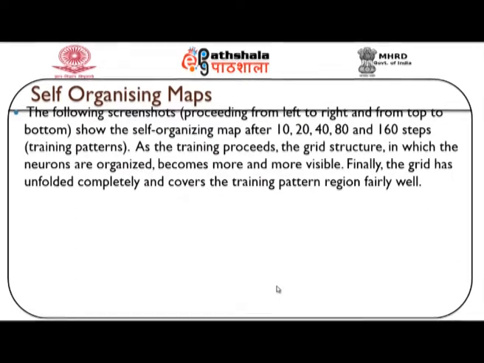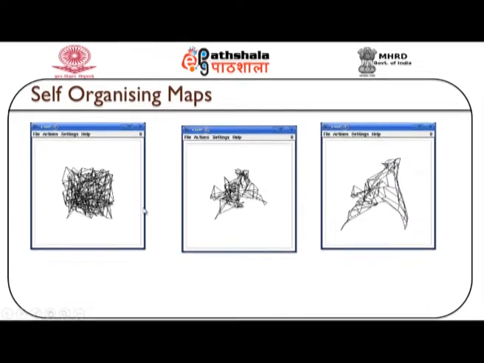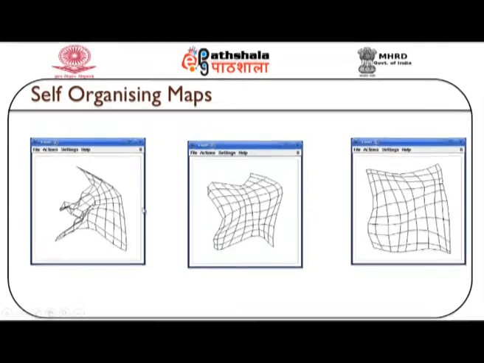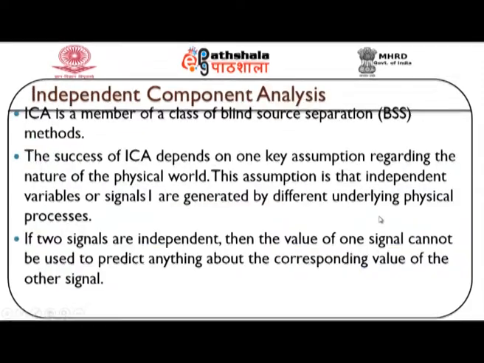So, we have the following screenshots which represent a self-organizing map after 10, 20, 40, 80 and 160 steps of training patterns. As the training proceeds, we can see the grid structure with which the neurons are organized becomes more and more visible, and finally the grid is being unfolded. So this is 20, 40, 80, and as the number of iterations increases, as the training increases, we can see finally the grid unfolds and it's shown as a two-dimensional grid as such.